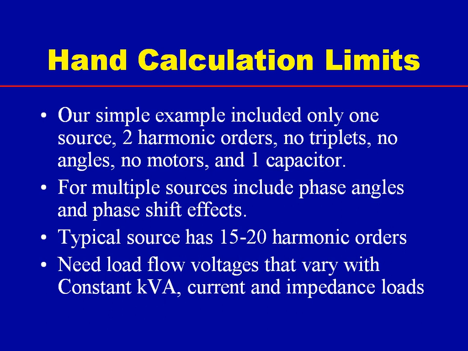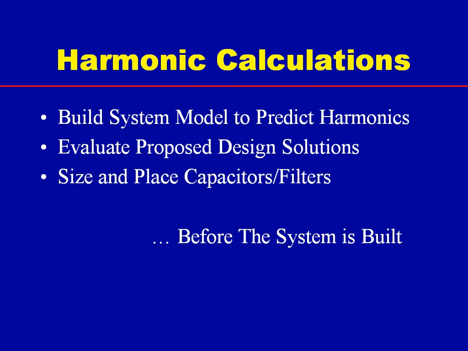Our simple example included only one harmonic source with two harmonic orders, no motors, and one capacitor. We were therefore able to ignore triplet harmonics and phase angles, and we only calculated one point in the system. When multiple harmonic sources exist, it's important to include the phase angles in the calculations. The reason we perform harmonic calculations is that we can use the model to predict harmonics, evaluate design solutions, and properly size equipment before the system is built, thereby reducing downtime and equipment damage. Computer simulations are required to effectively perform harmonic calculations.